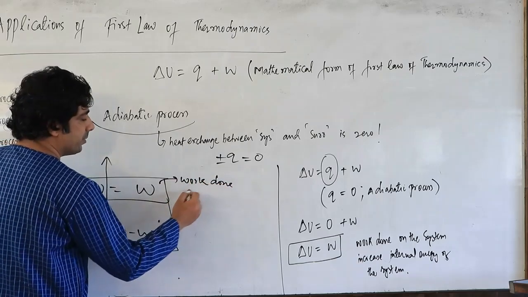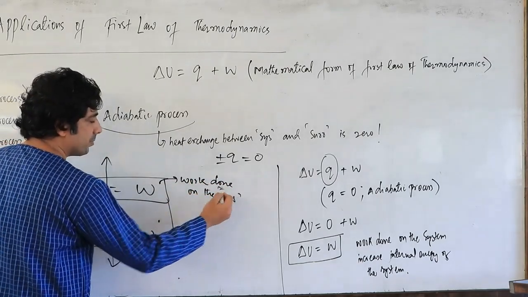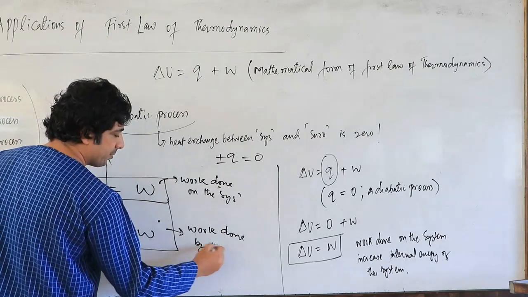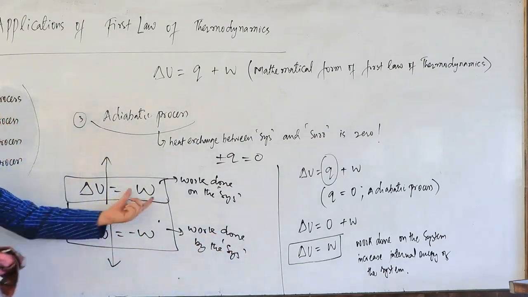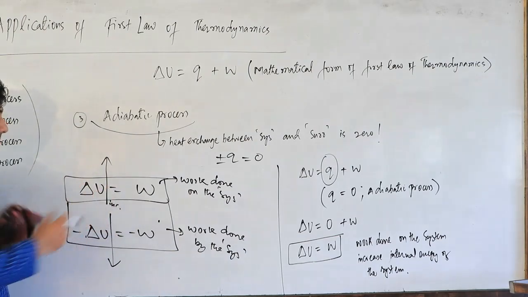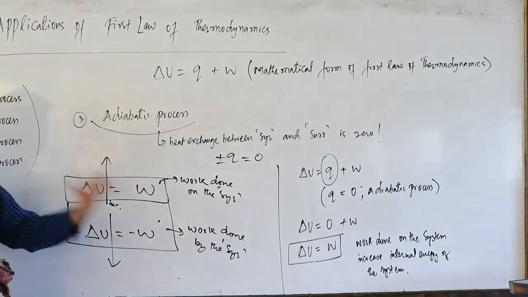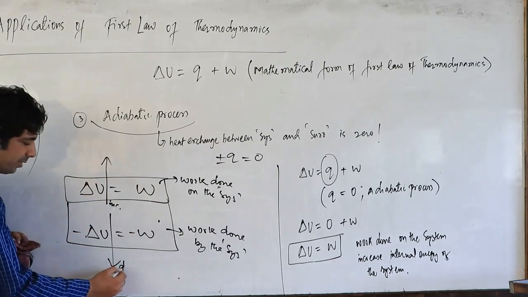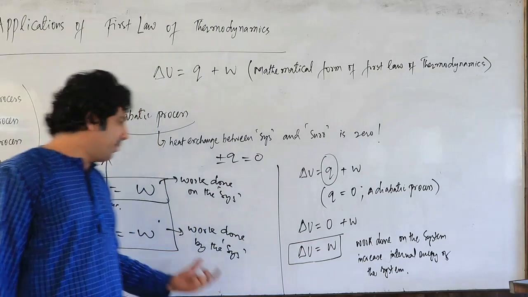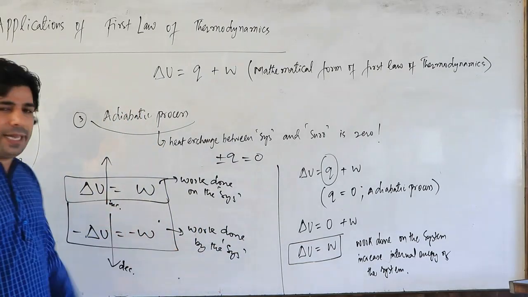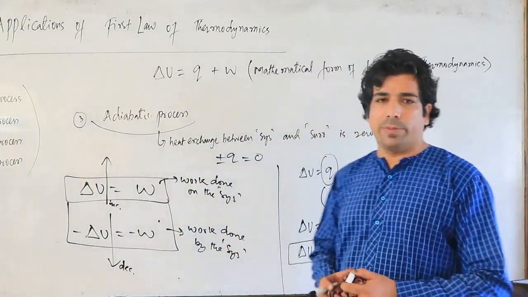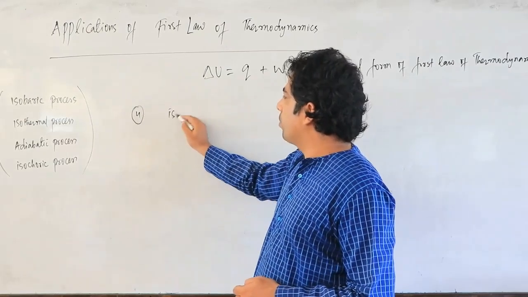Work done on the system. Work done by the system. When work is done on the system, internal energy of the system will change. It will increase actually. And when work is done by the system, system will lose the energy. So internal energy of the system will decrease, my dear friends. Actually, we got the expression delta U is equal to W. Then I multiplied both sides by minus and we got the exactly opposite expression as well. Please make note of this. Now let us talk about the isothermal process.